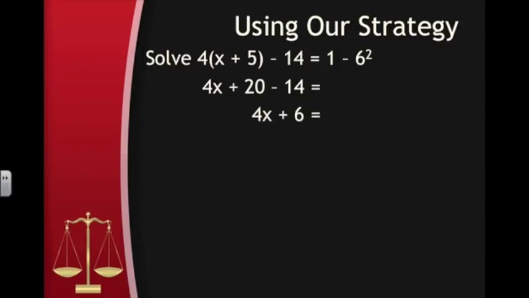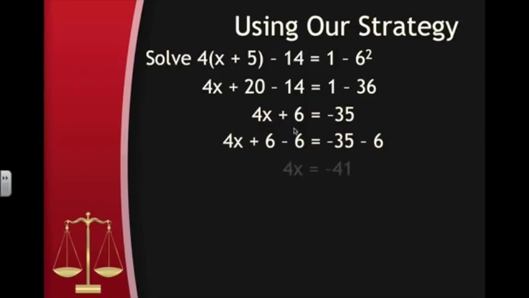Then we can combine the plus 20 and minus 14 to get 4x plus 6 as our completely simplified left side. To simplify the right side, we need to square the 6 first to get 36, then subtract 1 minus 36 to get negative 35. Now we're done with step 1. All of the x's in this equation are on the left, so we can skip step 2.